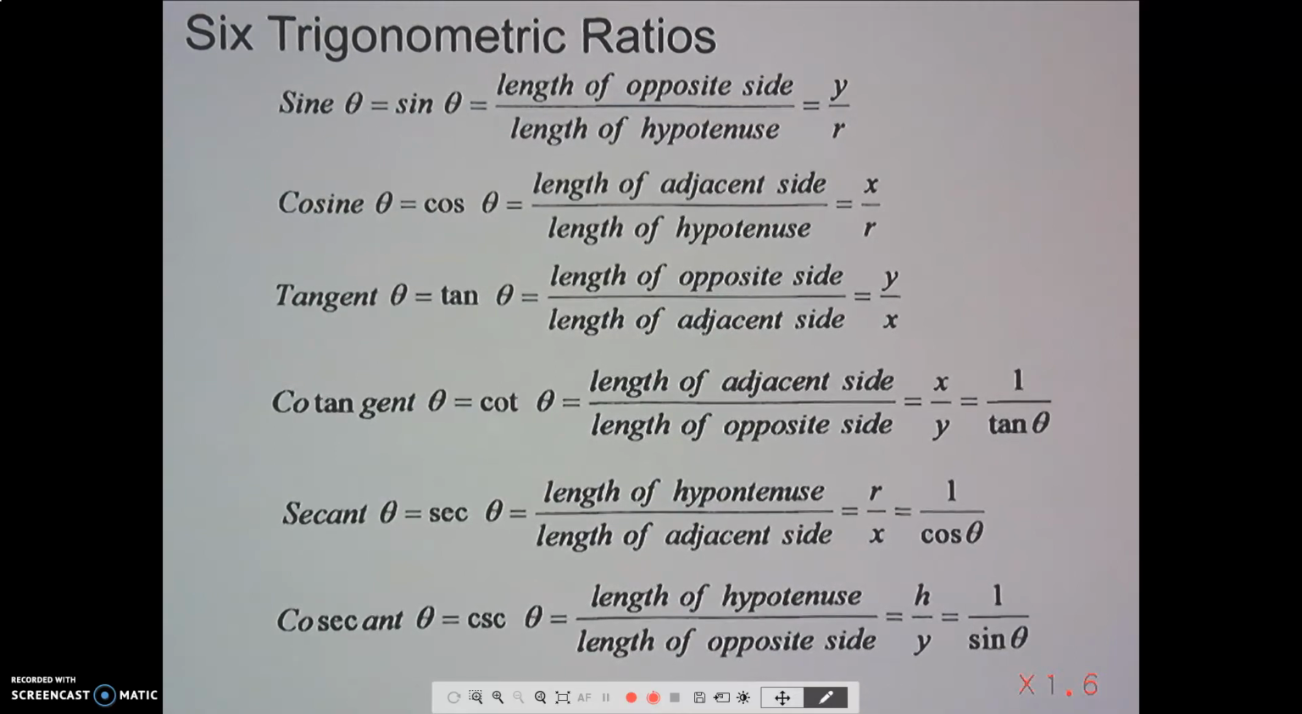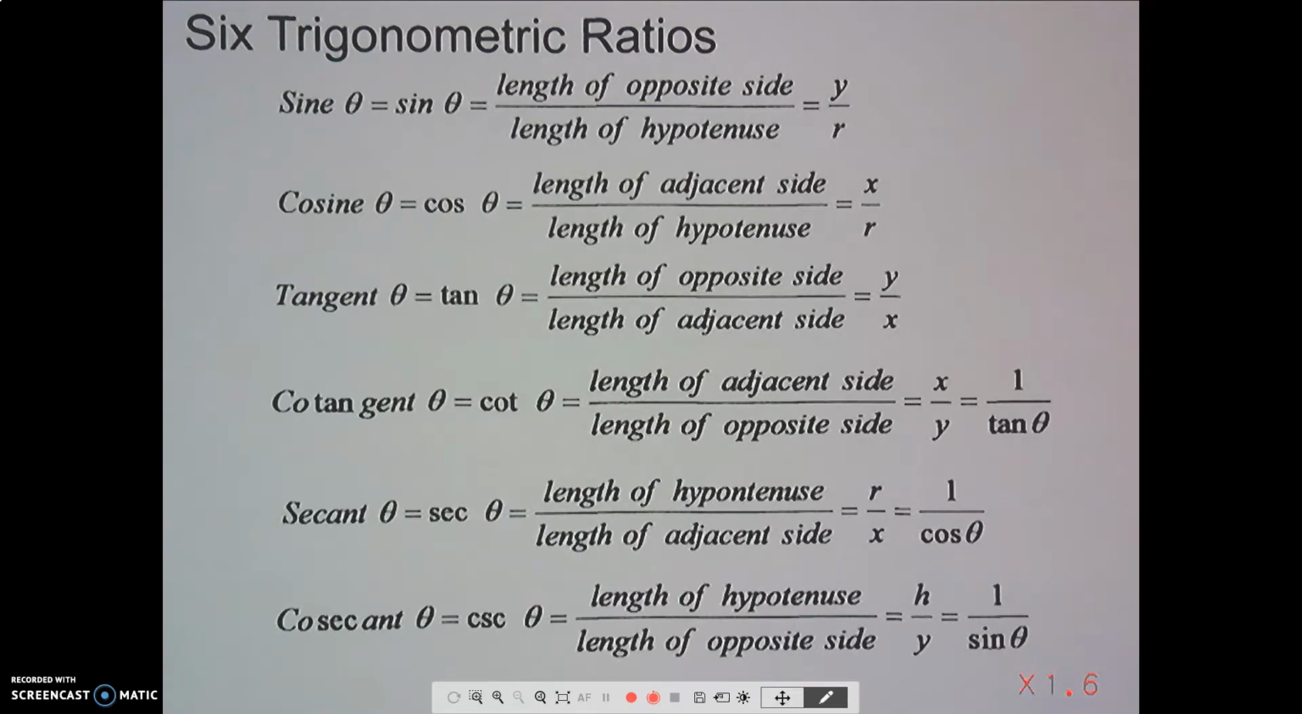Today we're going to be talking about the 6 trigonometric ratios and how they go in line with the unit circle and how we can use them there. So the first thing we have to figure out is what the heck are the 6 trigonometric ratios. We have seen sine, cosine, and tangent already. You learned those in geometry and we saw those earlier here in Algebra 2.